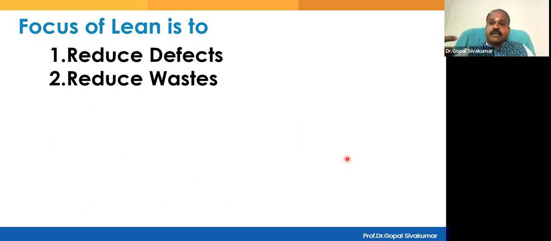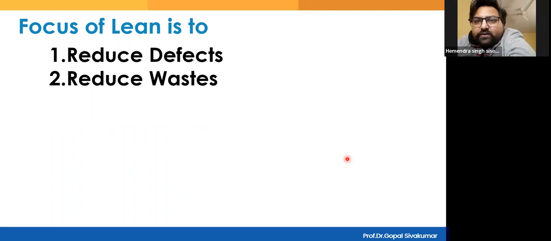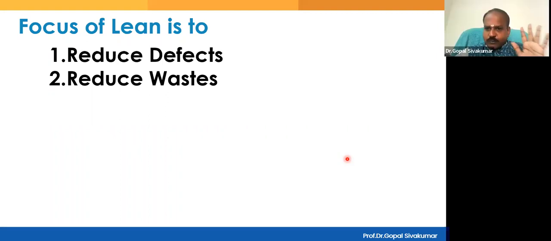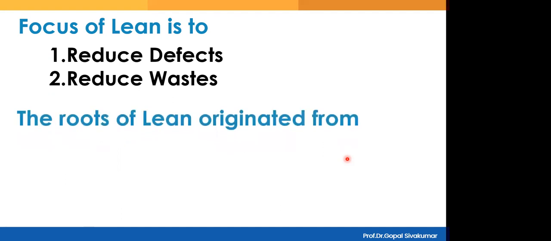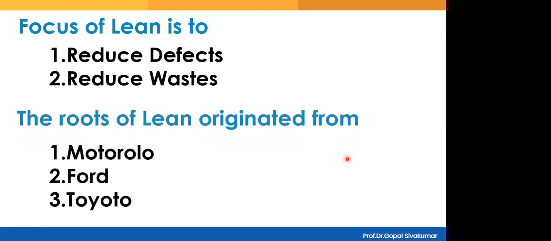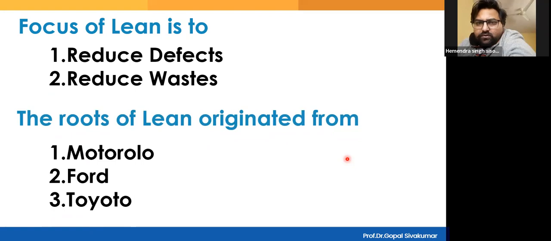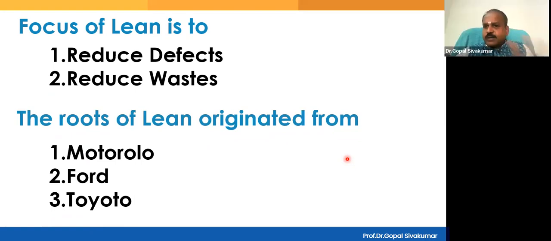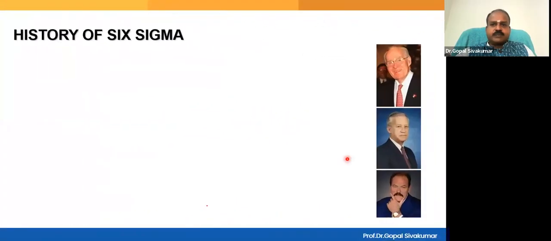What is the focus of lean? Reduce waste. Reducing waste is the focus of lean project, right? The root of lean originated from which company? Toyota, right? Toyota production system. Today we are calling it as lean.